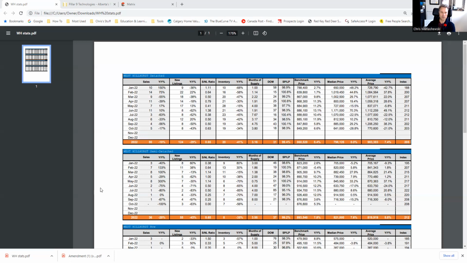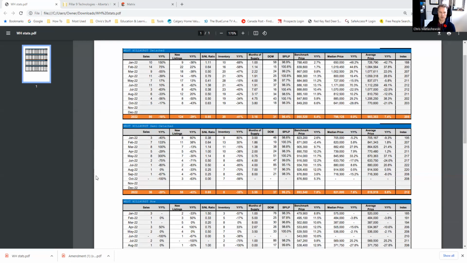Our inventory levels are staying fairly consistent, with the exception of May. Since the peak of the market, our inventory levels are hovering around 20 properties, and our days on market are performing fairly well, below the city average, which is nice to see. Our list to sale price is performing well at 98.3. So fairly decent performance for single family.